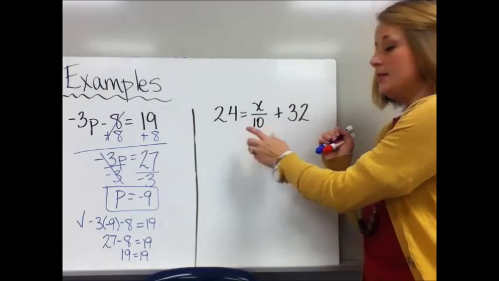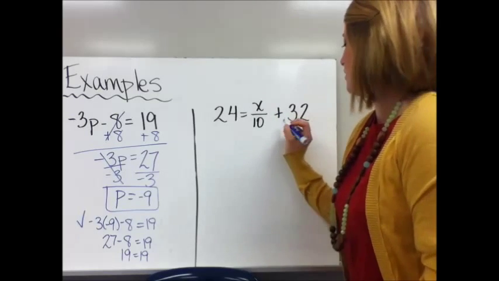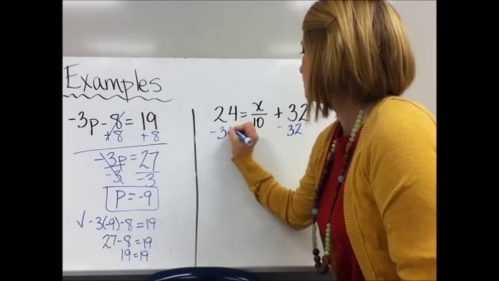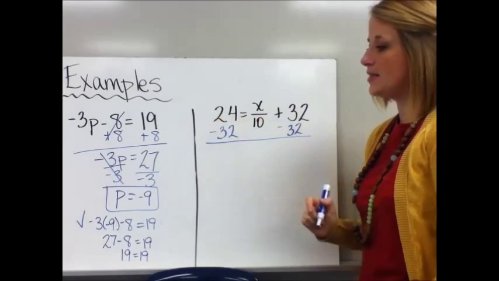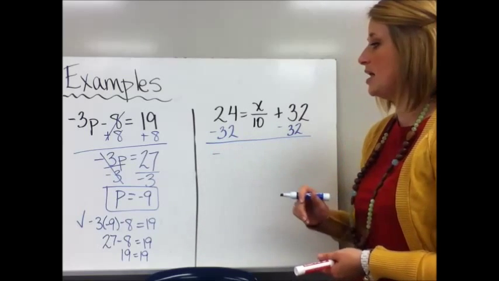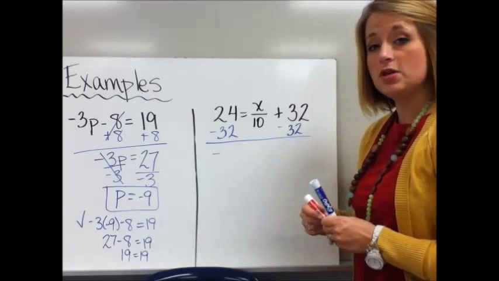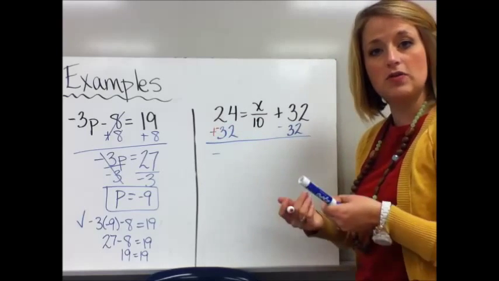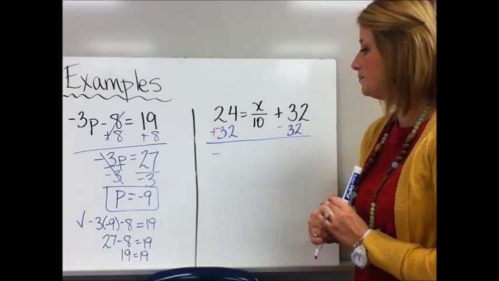X is being divided and x is being added to. I'm going to undo the adding first by subtracting 32 on both sides. 24 minus 32. I'm taking away more than what I started with, so my answer is going to be a negative. You could think of that with subtracting if you still want to do the keep, change, change. Ideally, you're starting to be able to do these in your head. You're not having to write out the keep, change, change every time, but if you are, that's okay.